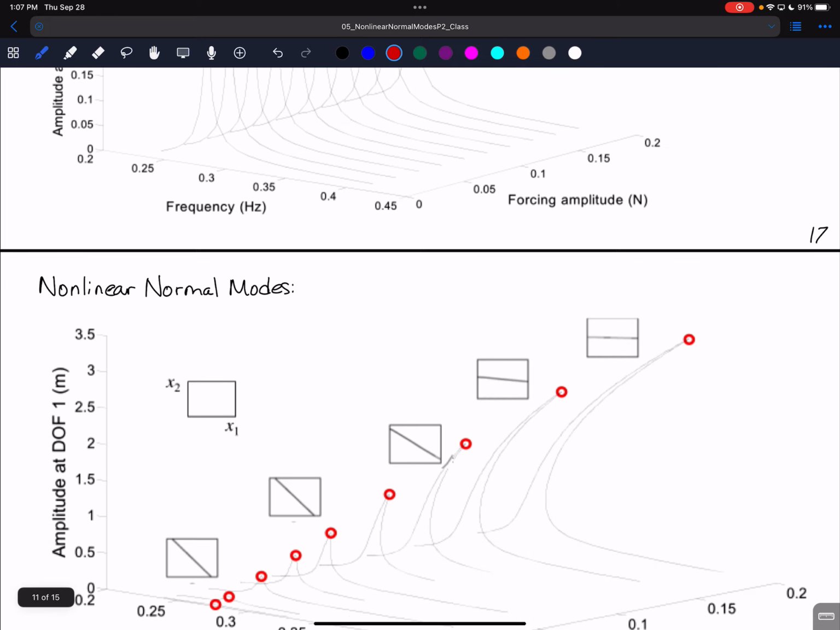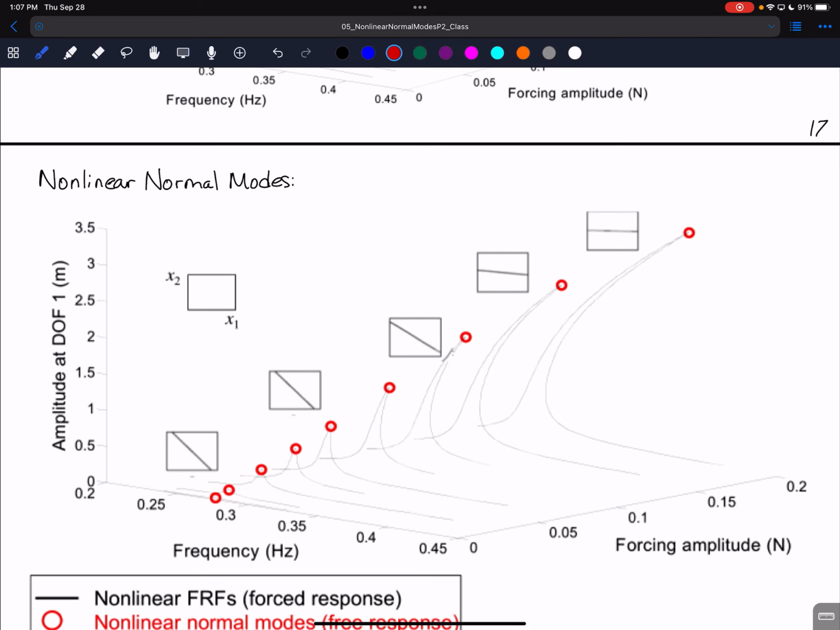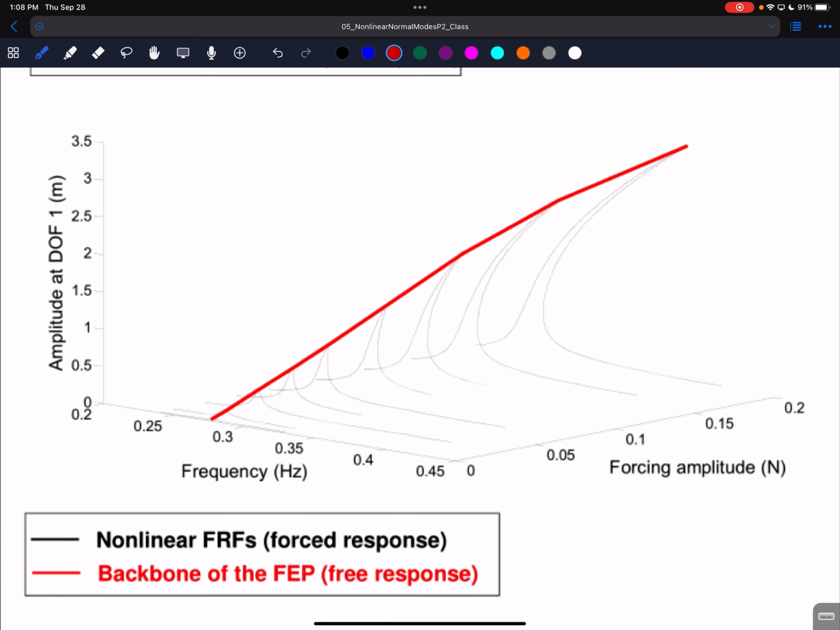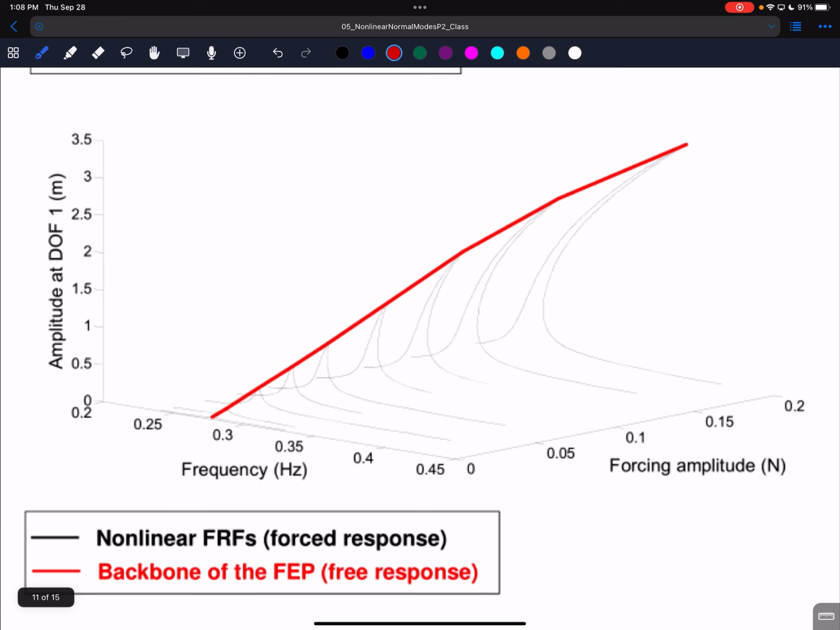If we do this for a nonlinear system, you can see how these FRFs actually end up bending over, and the nonlinear normal mode for the free response ends up being at the tips of those. And if you connect all of those points together, you end up with the backbone branch from the frequency energy plot for the free response system.